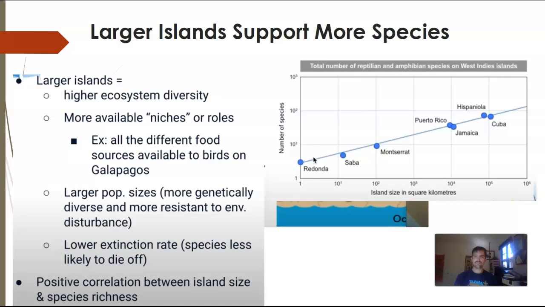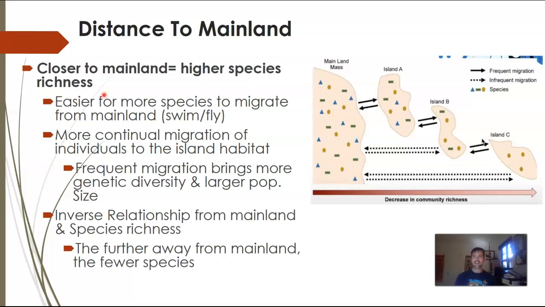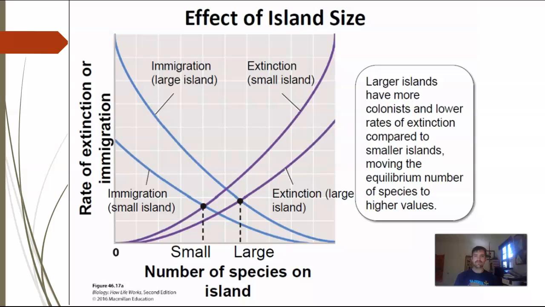And then the distance. So the closer to the mainland, the higher the species richness. It's easier for more species to migrate. There's more continual migration of individuals, and there's more genetic diversity in that region. So there's less resources. So birds use different ones more rapidly, and the selective pressure causes a lot more microhabitats. And that way, species evolve more quickly, okay?